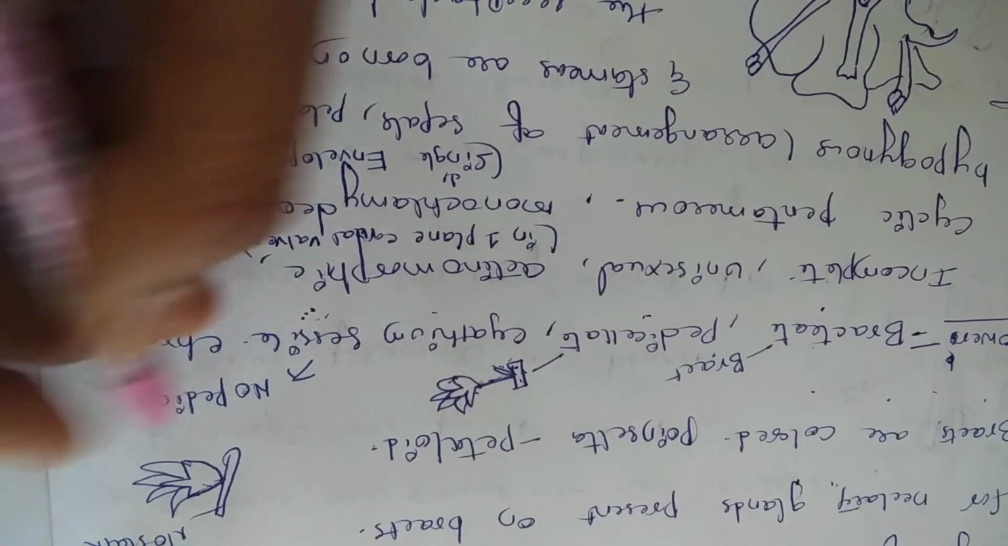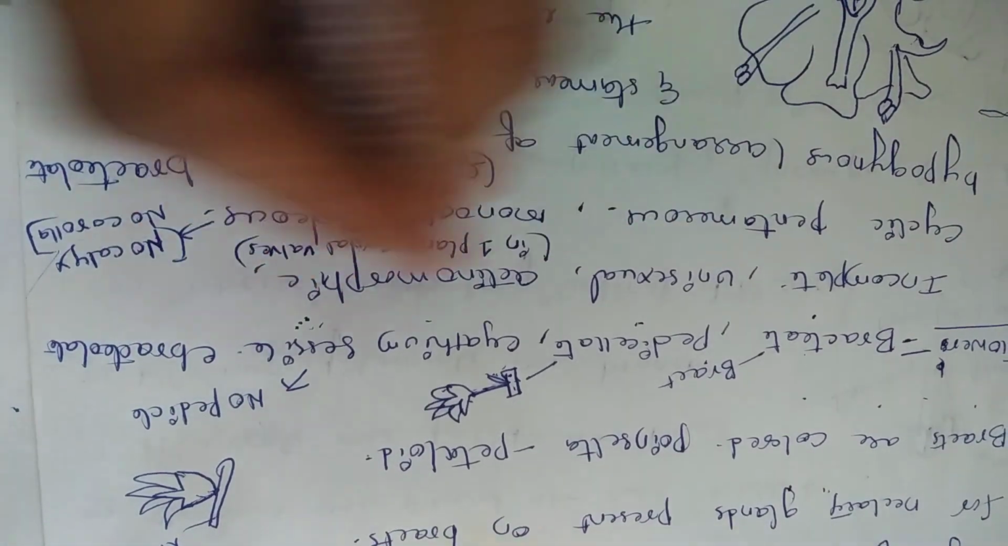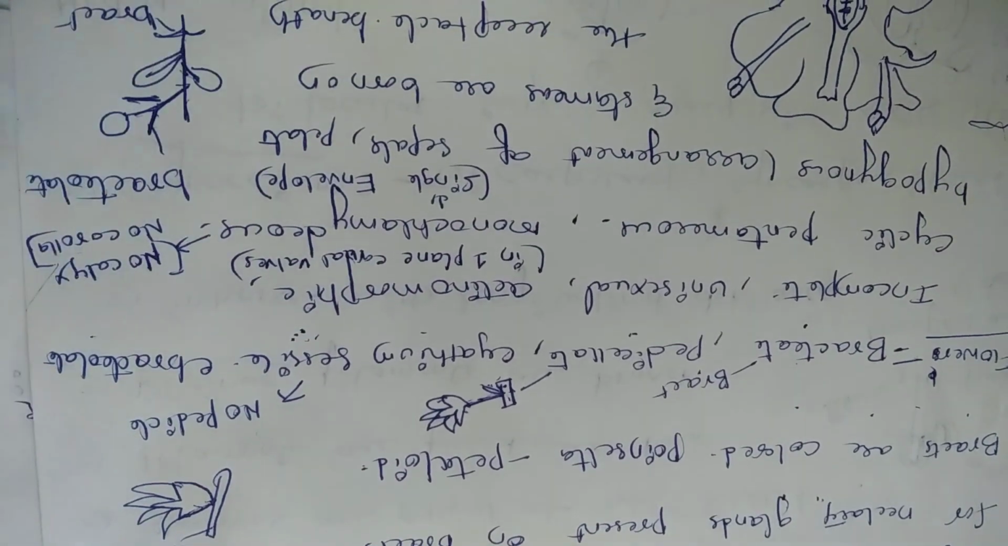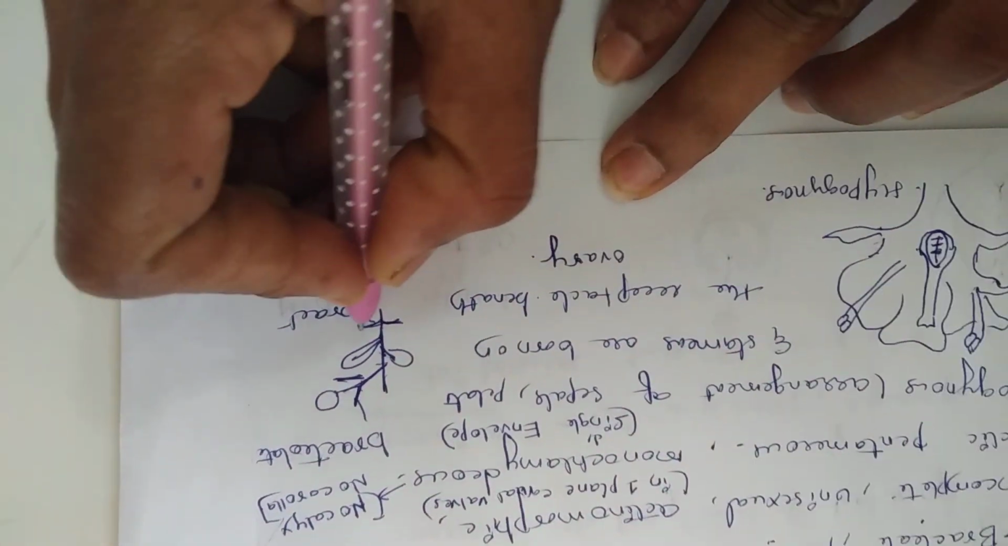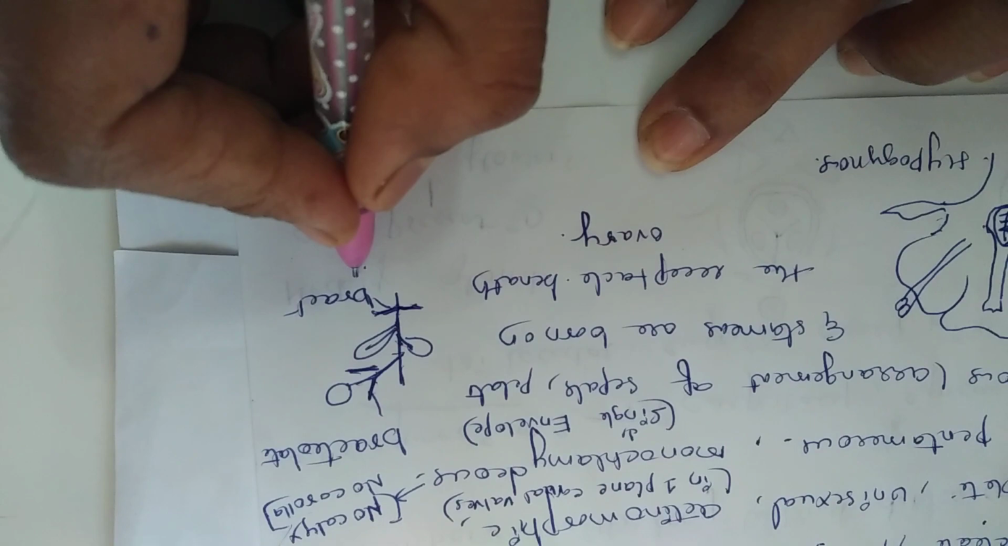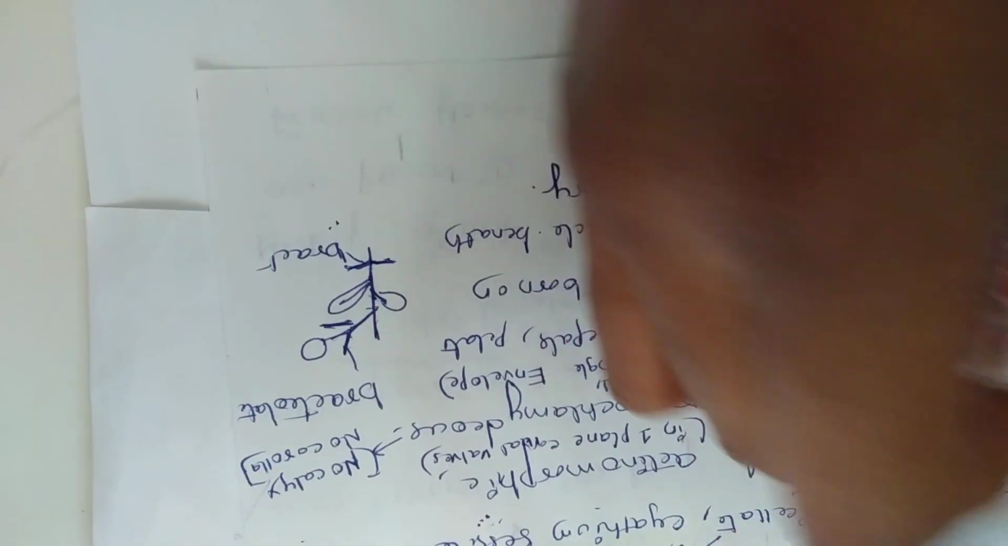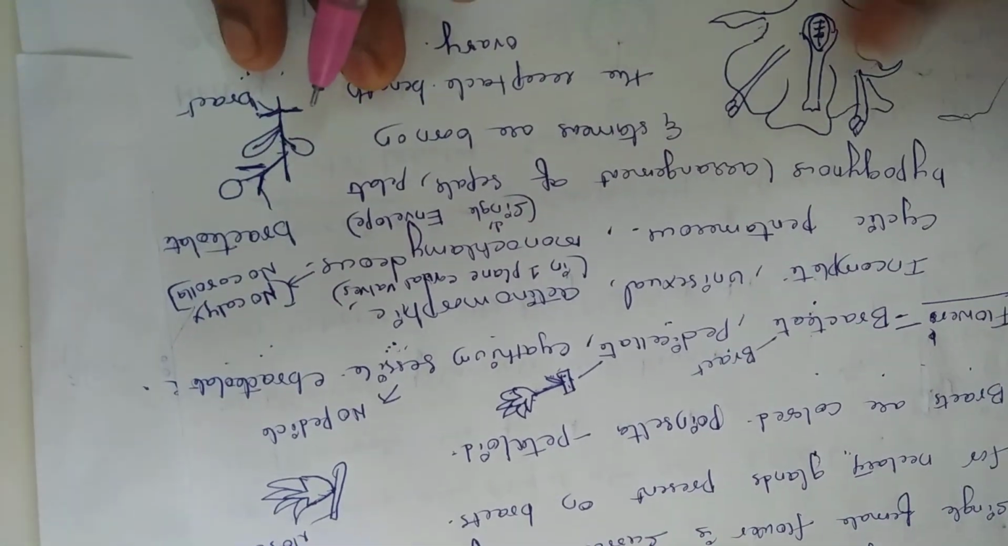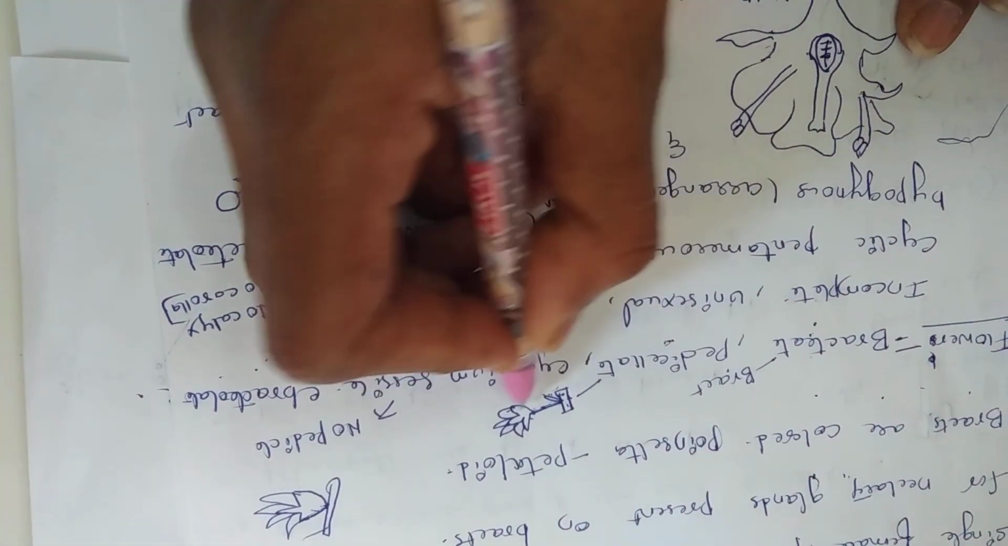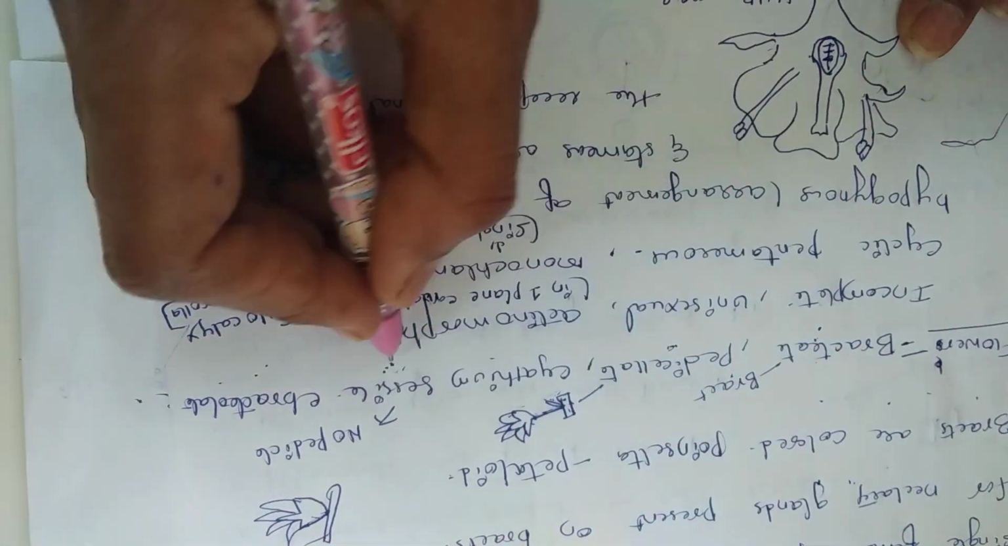Cyathium will have no pedicel, and ebracteate, bracts are absent. For example, if you see the diagram, small hair-like structures can be seen. They are called bracts. So if the bracts are present, bracteate. If the bracts are absent, ebracteate. The pedicels are present, the diagram shows like this. If the pedicels are absent, they are called sessile.